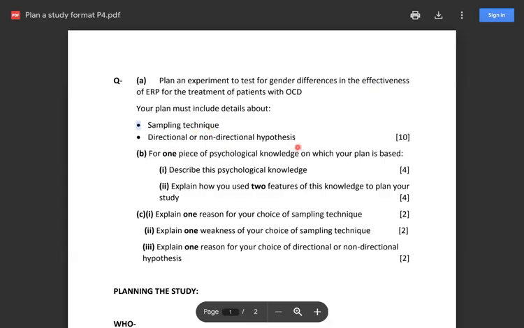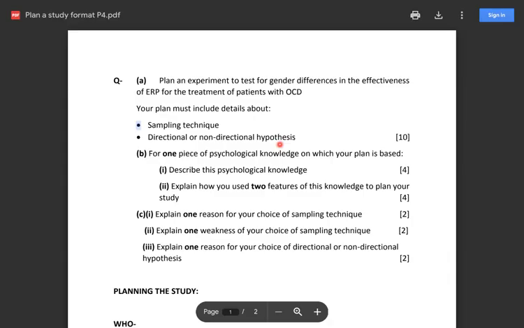Now, when it says your plan must include details about, it doesn't always have to be about the sampling technique or directional or non-directional hypothesis. It could be anything research method related. So in a different question, if they're asking you to design an interview-based study, they could ask you to include details of the type of interview, okay, the way you're going to be collecting data. They could ask you about ethical guidelines. They could ask you, if it's an observation, the type of observation.